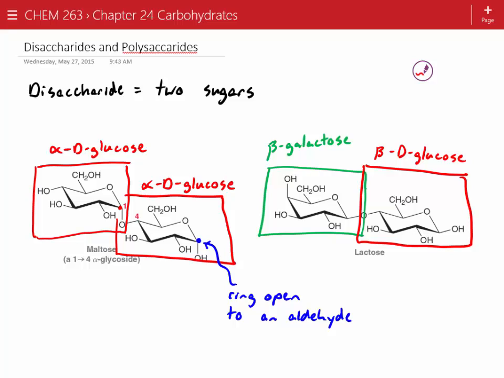So you can see that these sugars can not only vary in the identity of the two sugars that are attached together, but it can also vary in how they're attached. Are they attached in an alpha orientation or in a beta orientation?